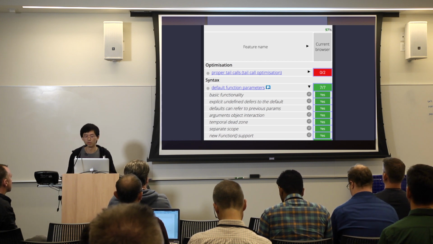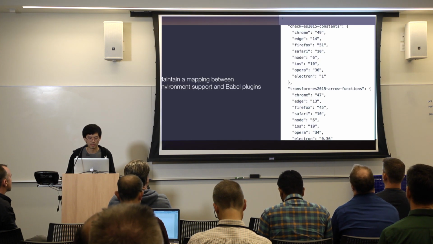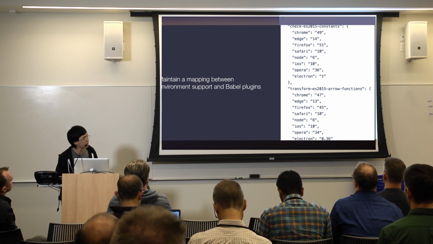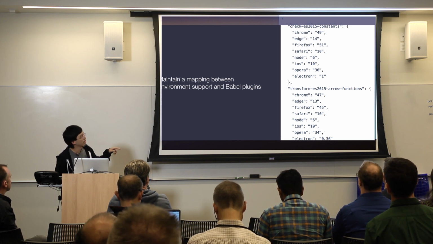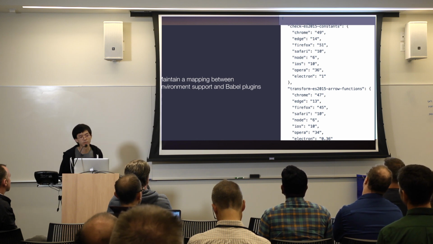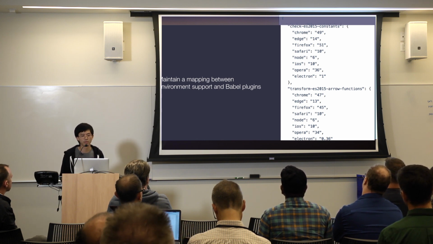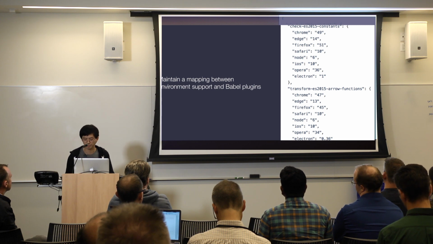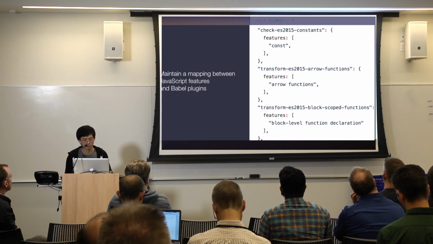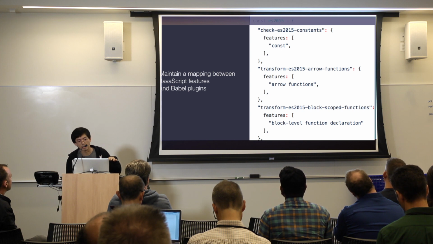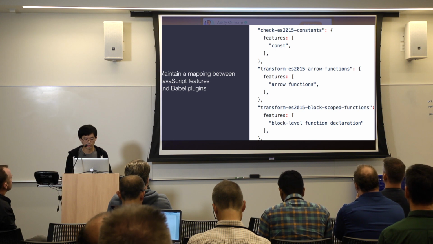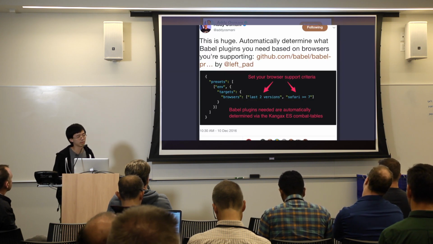So the way this preset works, what we do is we maintain a mapping between the browser itself and the individual plugin. So in this case, there's an arrow function plugin, and then we map that the first version of Chrome that supported arrow functions was 47. So then we can figure out if you're only targeting Chrome 47, then we don't have to compile. And then secondly, we have to map the rows in that table with the actual plugins. And then eventually come up with an options or a syntax to make this work.